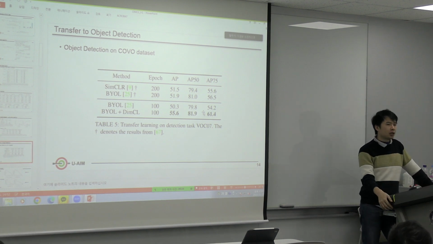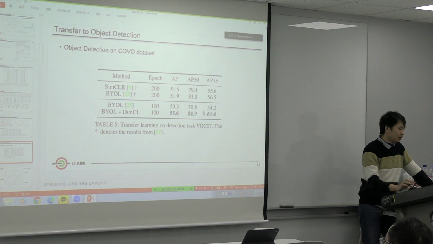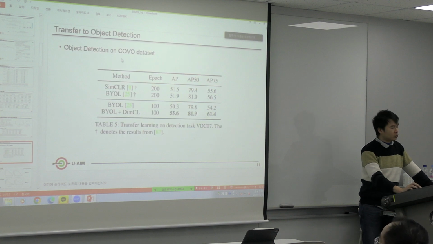We have to perform transfer learning on at least object detection. Usually we perform it on classification, but we should further perform it on object detection at least. And the data set which is small and reasonable for us to perform on is the COCO data set.